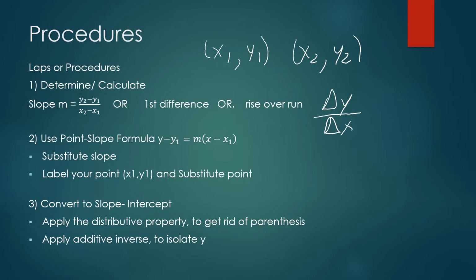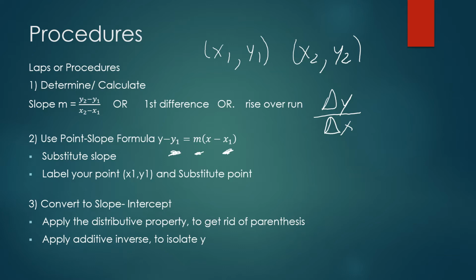Secondly, you will use the point slope formula. This is where you'll substitute these values, your y sub 1, your m, and your x sub 1. So substitute your slope, label your point x sub 1, y sub 1. So pick any point and substitute it.